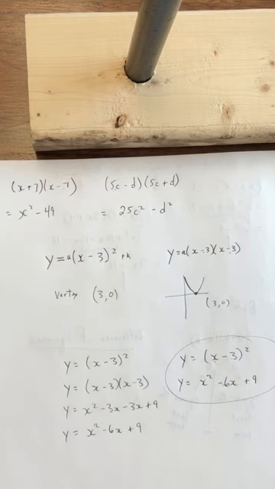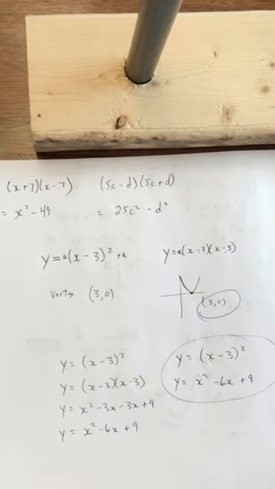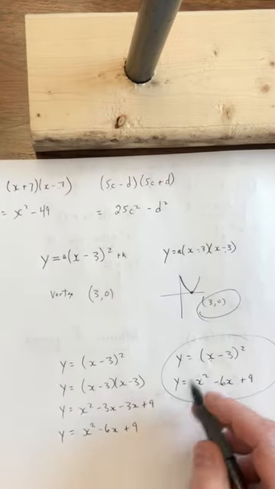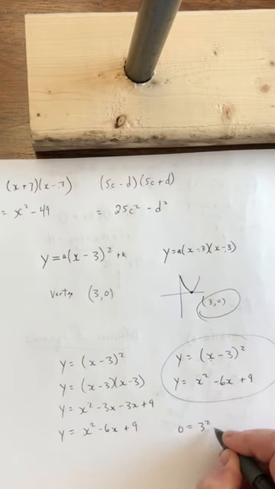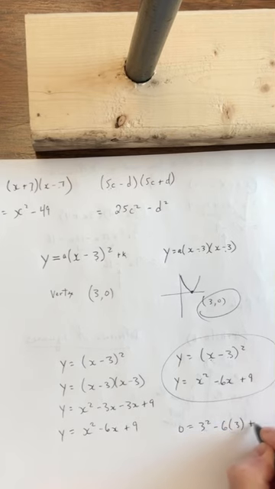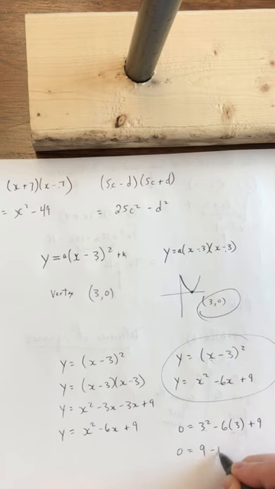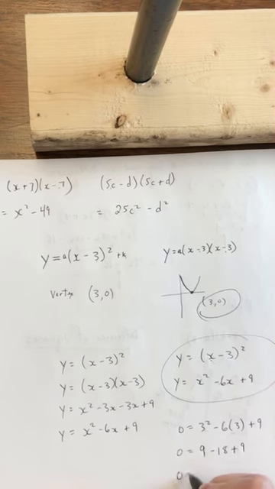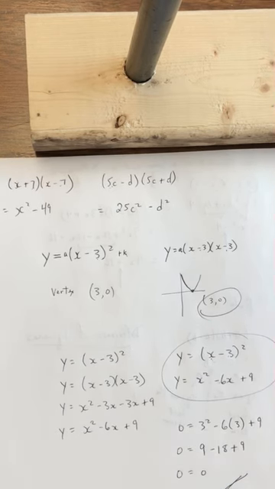And I think part C of this question is verify the coordinates of the vertex satisfy the equation. So this is our vertex. Does it satisfy the equation? So let's take our equation here, sub these in. 0 is equal to 3 squared minus 6 times 3 plus 9. 0 equals 9 minus 18 plus 9. 0 equals 0. We are happy. That's a check mark. Life is great.